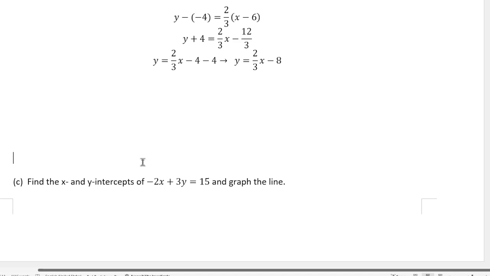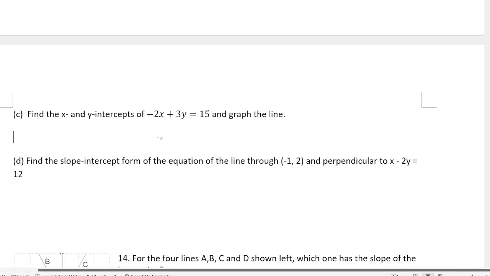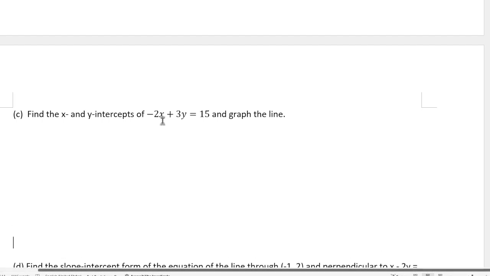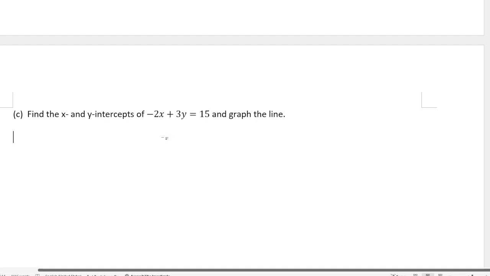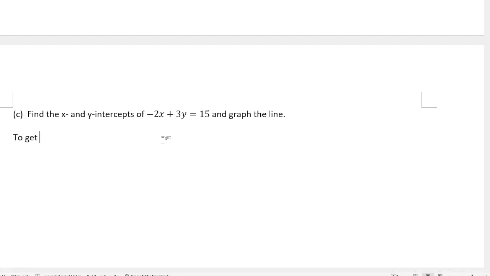All right, next question. Find the x and y intercepts of -2x plus 3y equals 15 and graph the line. Okay, so to get the x-intercept, set y as 0. To get the y-intercept, set x as 0. So let's try this, okay?